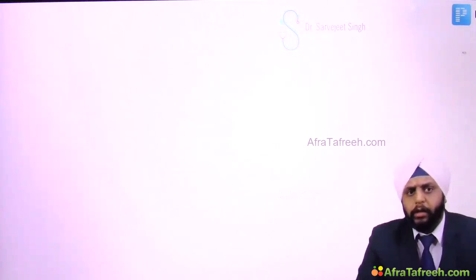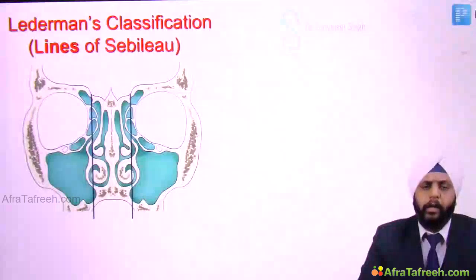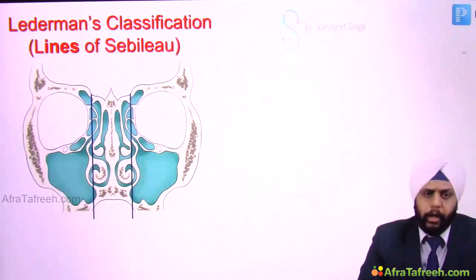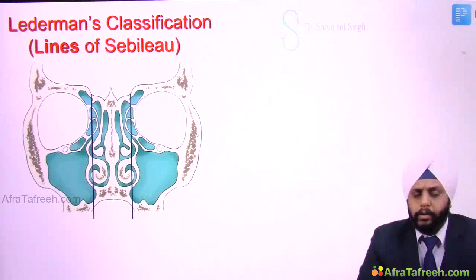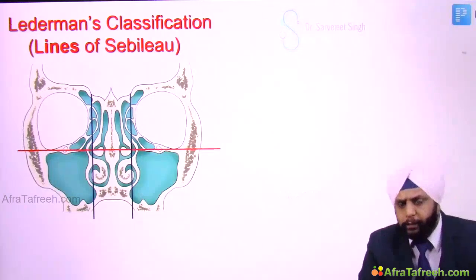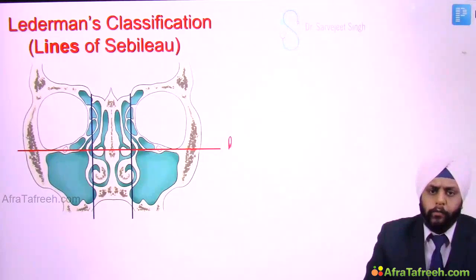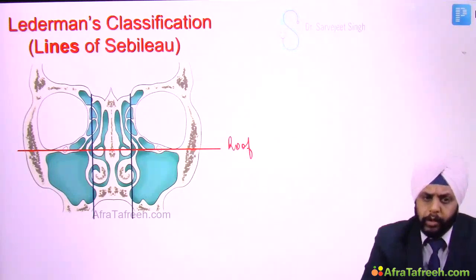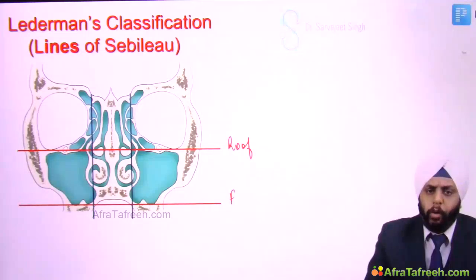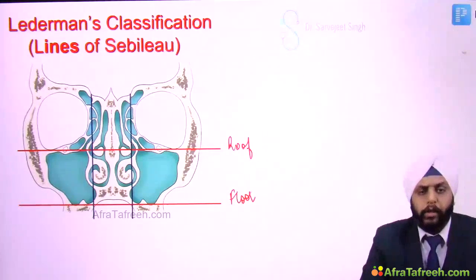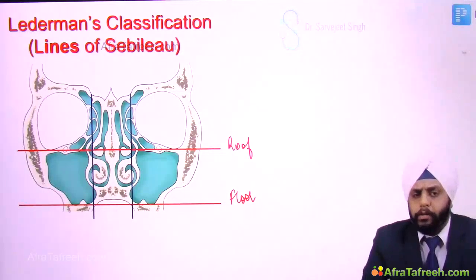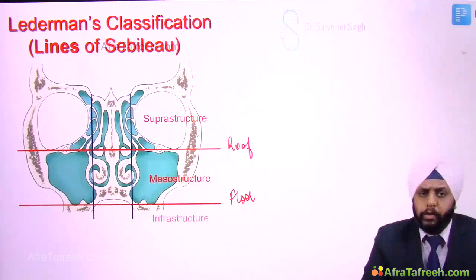Okay, then we have another classification which is known as Lederman's classification. The Lederman's classification uses two lines. These lines are known as lines of Sebileau. Okay, the first line passes through the roof of the maxillary sinus. The second line passes through the floor of the maxillary sinus. So there are these two lines of Sebileau, and because of these two lines, now what happens? These structures are divided into three parts, that is the suprastructure, mesostructure and infrastructure.